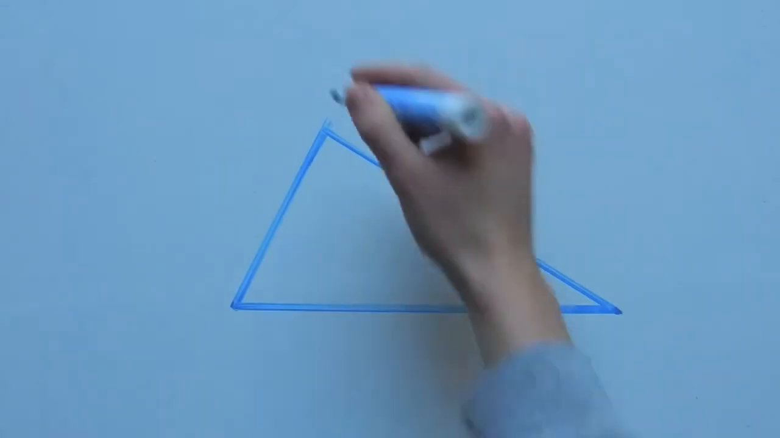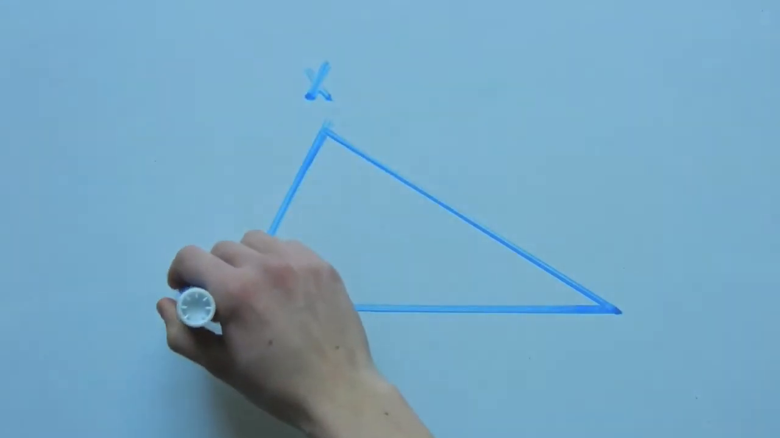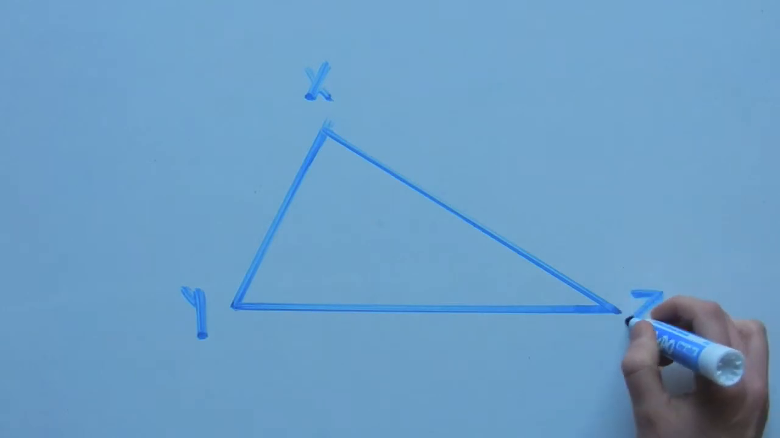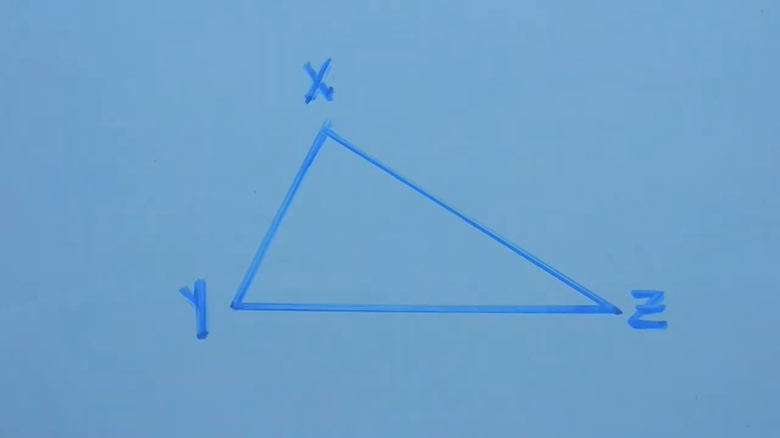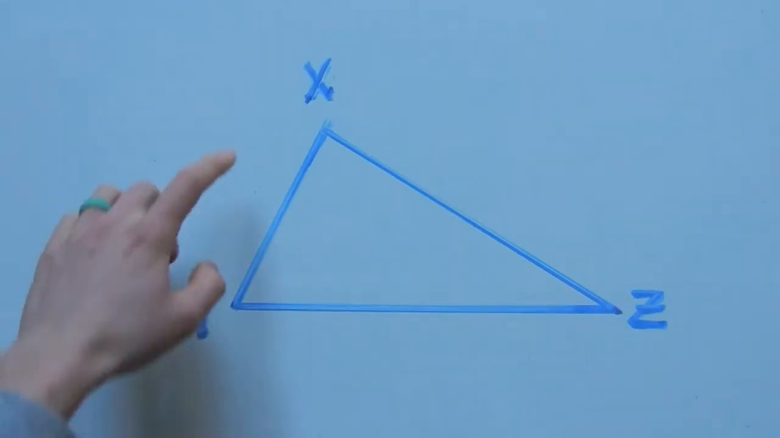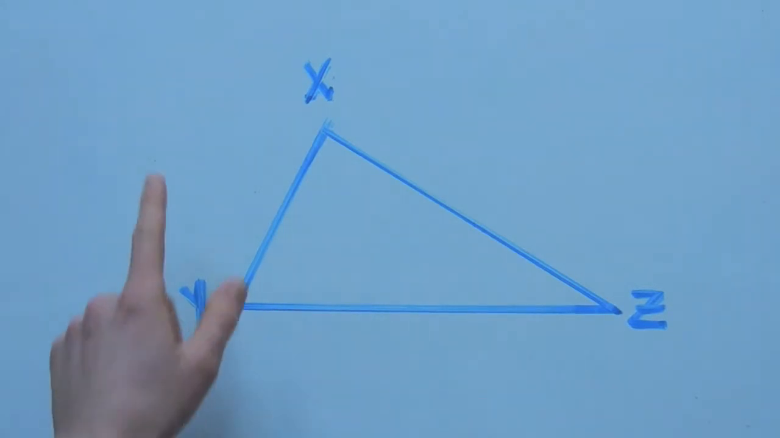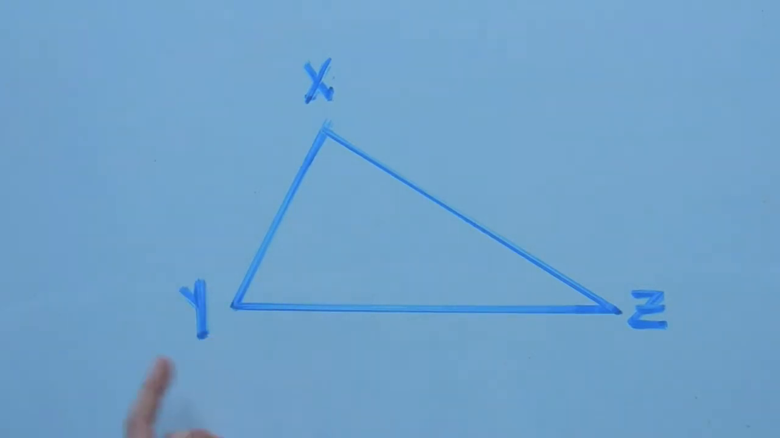Here we have a triangle, X, Y, Z. So this triangle can be named triangle XYZ, triangle ZYX, triangle YXZ, triangle YZX, or so on.